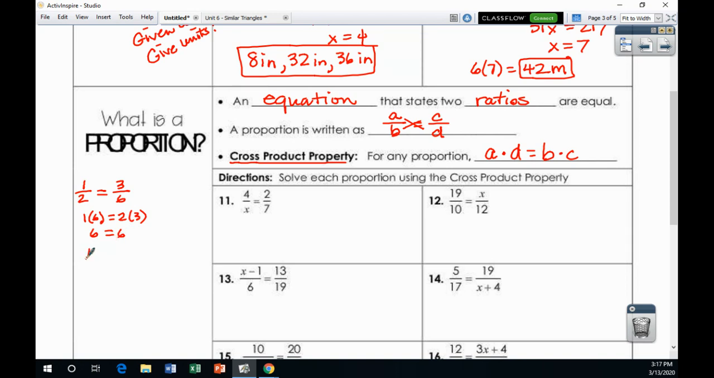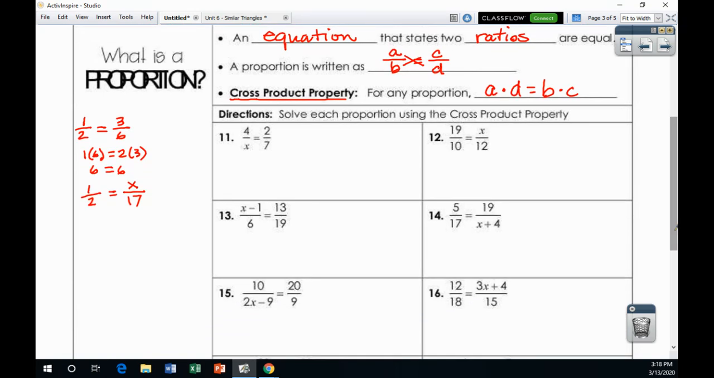Where that would come in handy is, let's suppose I had something like 1/2 equals x over 17. I could solve for x and find the solution to that equation by simply cross multiplying and setting the two cross products equal. So this is very, very easy to do. You see this with a couple of these examples, and they get progressively harder, so don't leave me too soon. All right, let's cross multiply and we'll solve for x.